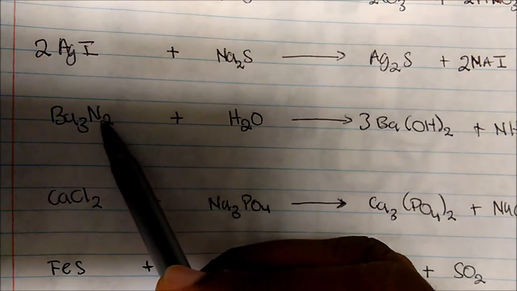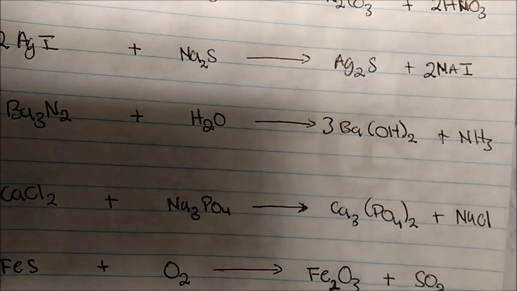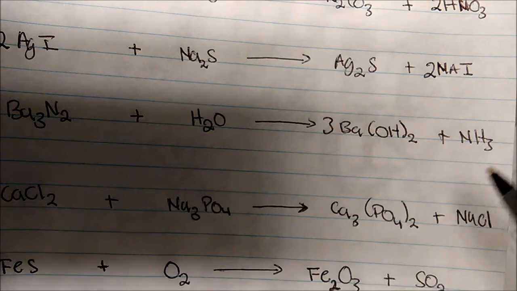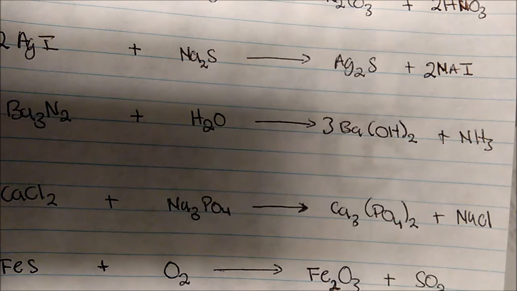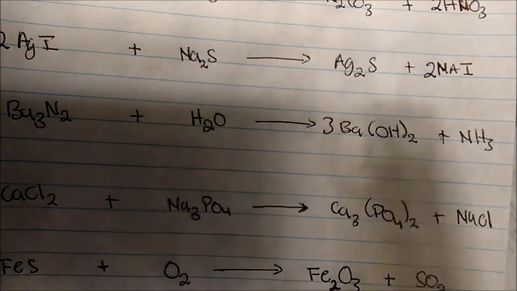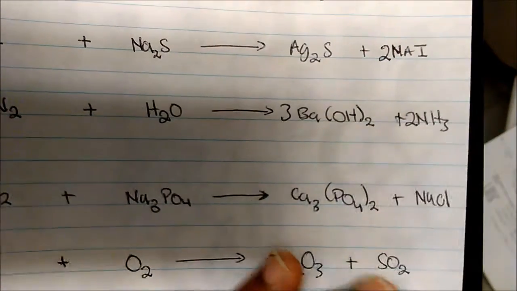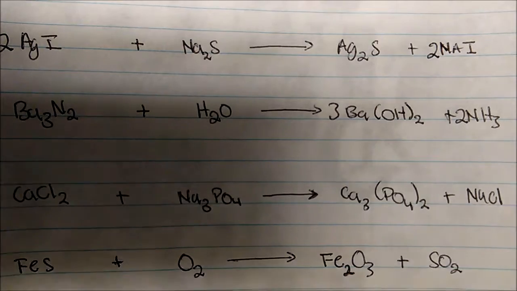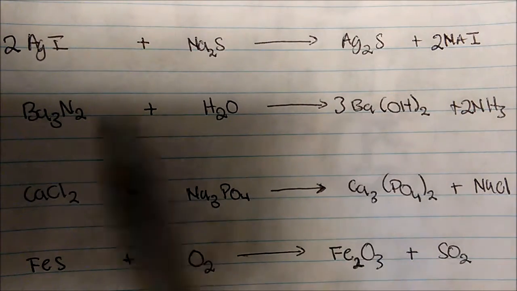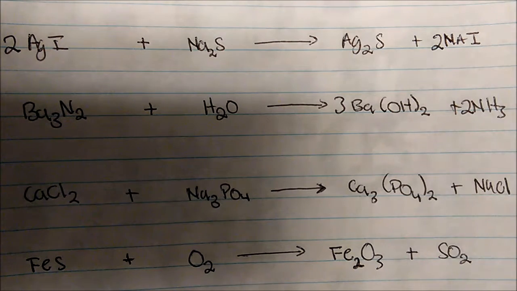We have nitrogen. We have 2 moles of nitrogen here and 1 mole of nitrogen here. So again, if we have 2 moles of nitrogen here and 1 mole here, I need to put a 2 here. Now my nitrogens are balanced. Barium is balanced, and for nitrogen we have 2 moles here and 2 moles here, so that's cool.